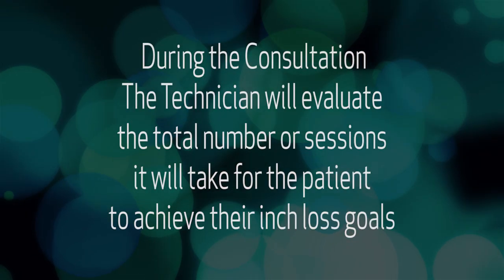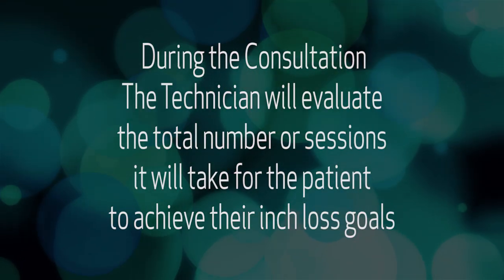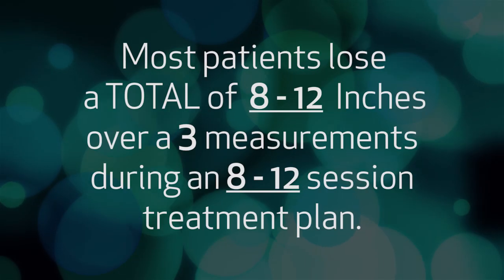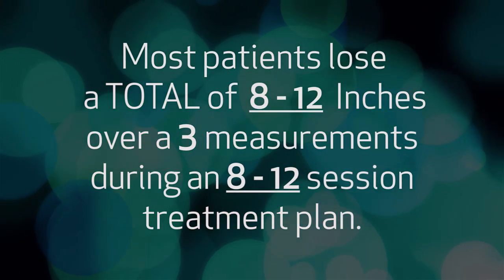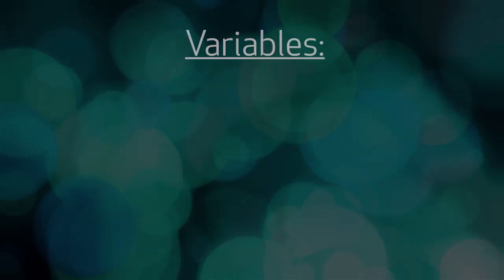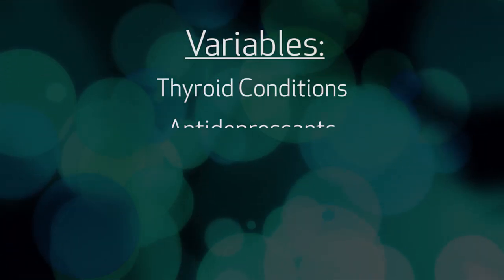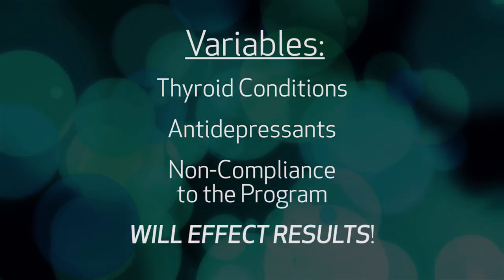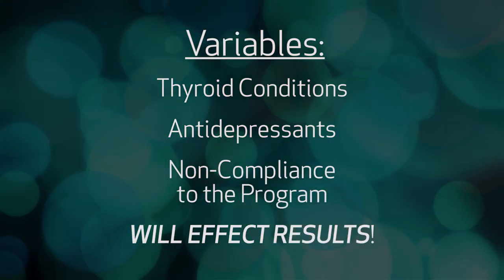During the consultation, the technician will evaluate the number of sessions necessary to achieve the patient's inch loss goals. Most patients lose a total of 8 to 12 inches over 3 measurements during an 8 to 12 session treatment plan. Variables such as thyroid conditions, antidepressants, and non-compliance to the program will affect results and should be clearly explained.